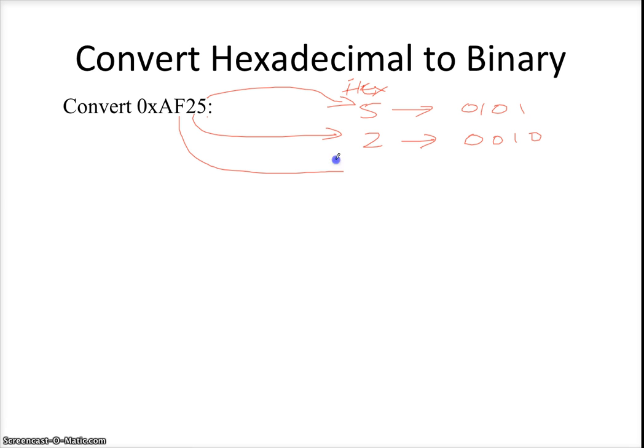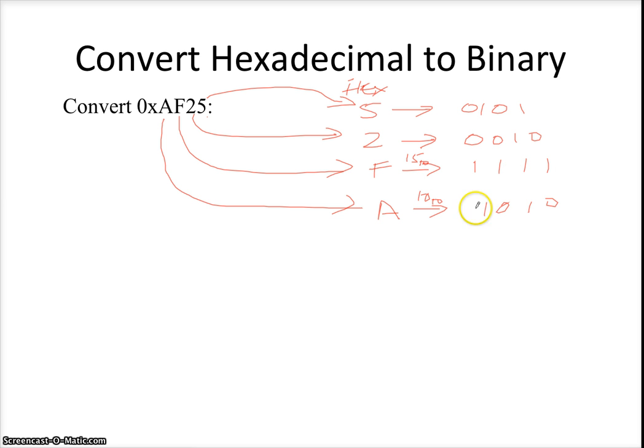F in hexadecimal to binary would be 1111. And then A in hexadecimal to binary would be, we know that A is equal to 10 decimal, right? 10 base 10. We know that F is equal to 15 base 10. We know that A is the number 10 in base 10, so that's going to be 1010.